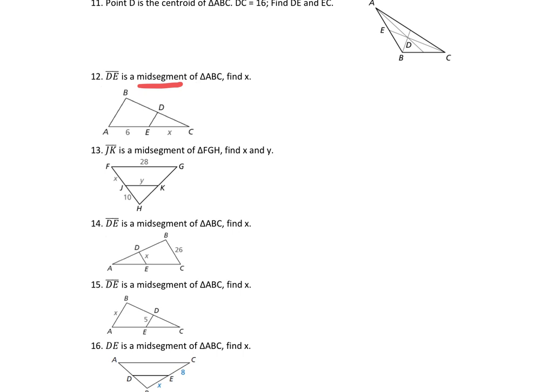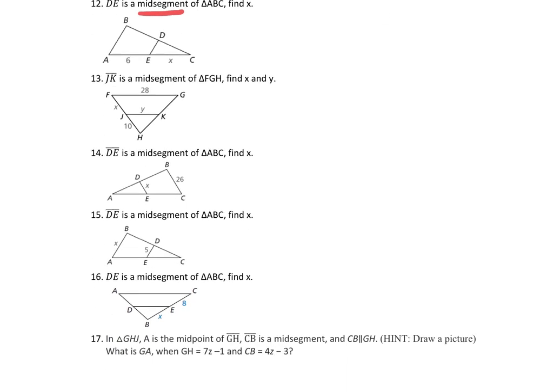And when we have a mid-segment, let's take a look at like number 13. It tells me that JK is a mid-segment. So the fact that JK is a mid-segment, there's several different things that we know here. First of all, J and K are the midpoints of those 2 sides. So J is the halfway point here, K is the halfway point here.